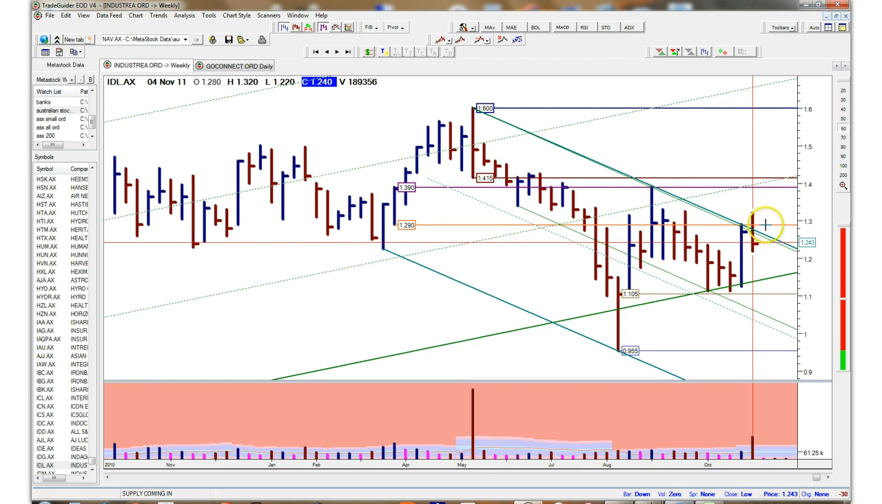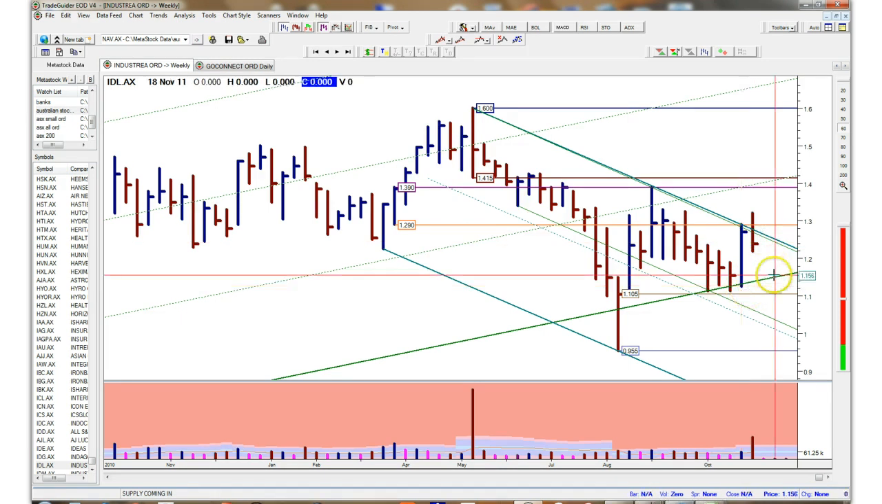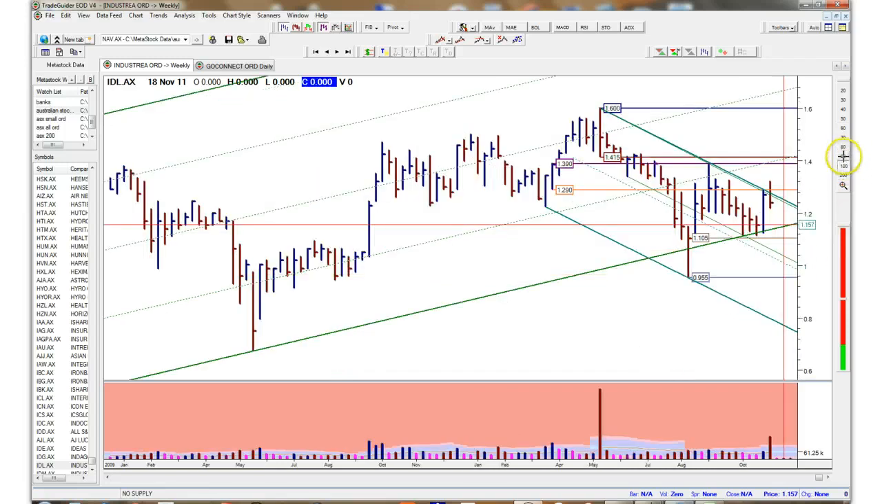So this would probably have to come off, I would say, and I would look for, if we get some light volume again coming back down, to retest the top of this channel here again. So we've got the two channels. We've got that shorter term channel and we've got our longer term channel, and it's sort of coming to a point now where it's going to decide which way to go.